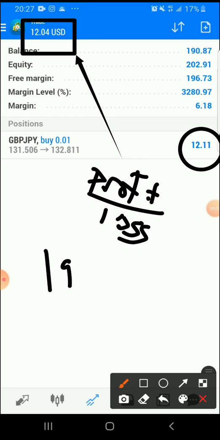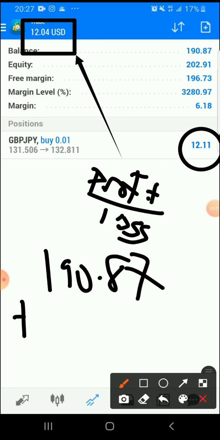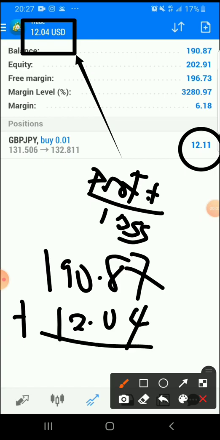You can see that 190.87, if you add it to the profit here, which is 12.04, you're going to see the equity. If you do the mathematics well, the equity is going to be 202.91, and that is the equity. So hope you understand that. Your equity is always the balance, plus or minus profit or loss, in that order.